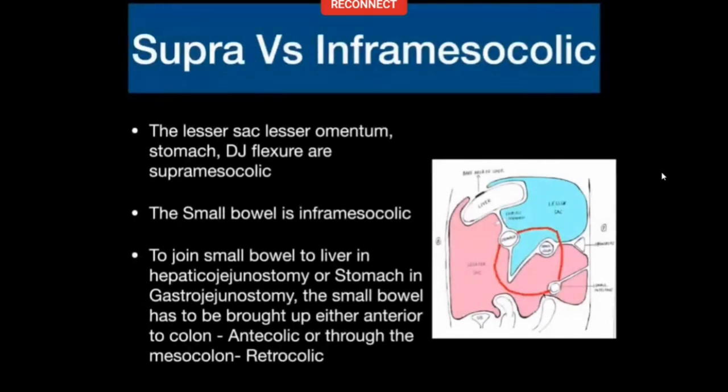Also remember that when you have a surgeon who does a surgery like a gastrojejunostomy or a hepatojejunostomy, this is the small intestine. This has to go either to the stomach or to the liver. How will it go? It can either go anterior to the transverse colon, in which case they call it an anticolic anastomosis, or they have to make a hole in the transverse mesocolon to take the bowel through and then join it. This is called a retrocolic anastomosis. And this has implications for you clinically.